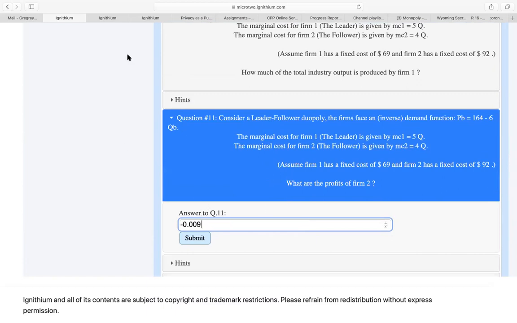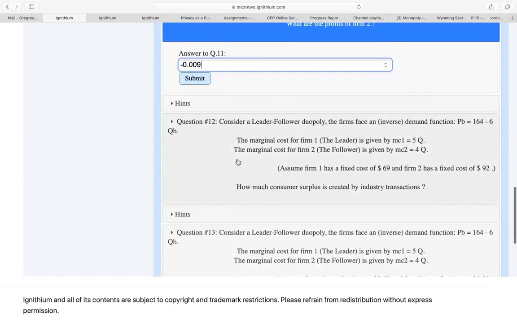Okay, so we want profit for firm two, and we want the consumer surplus.